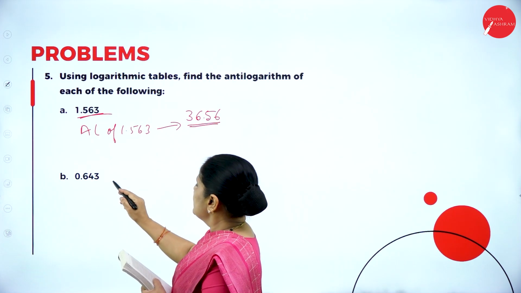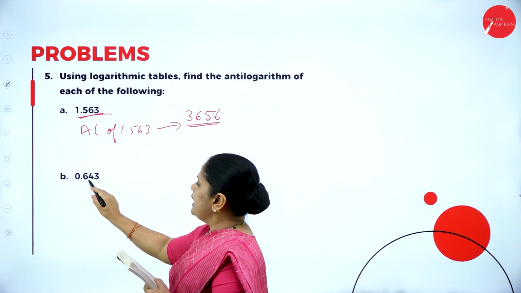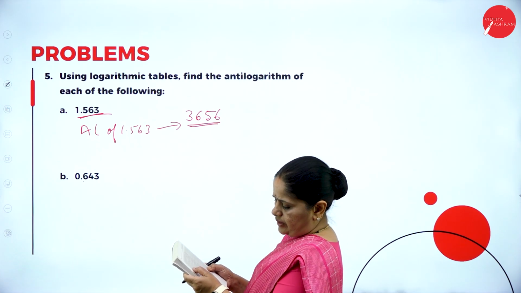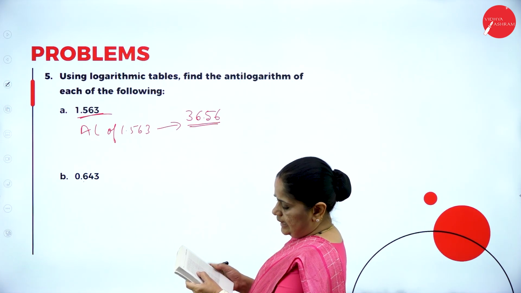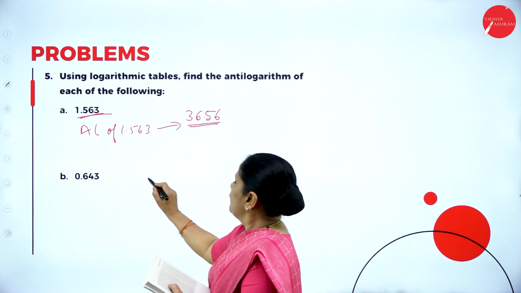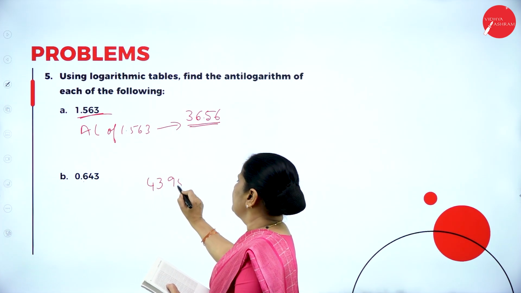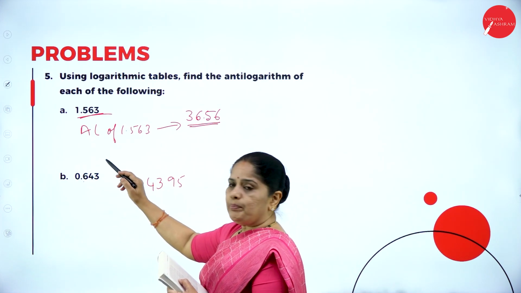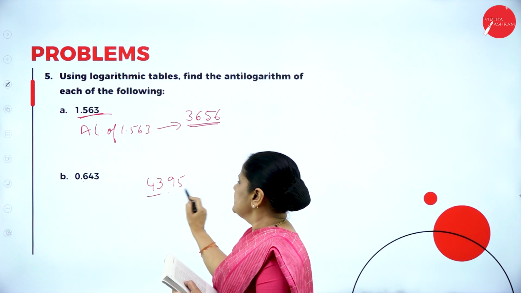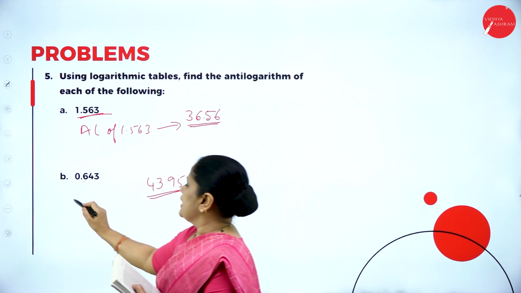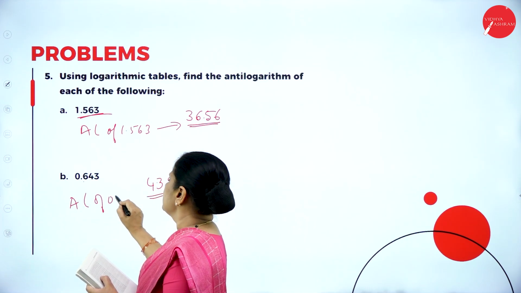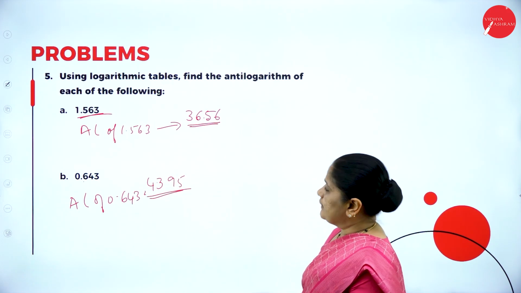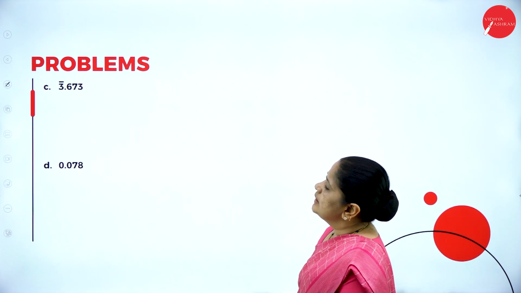The next one is 0.643. So from 0.643, I'll find out the value. 0.643 comes up to 4395. Right? So here there is 0, and 0 plus 1 is 1. So I write the decimal: 4.395. So the anti-log of 0.643 equals 4.395.